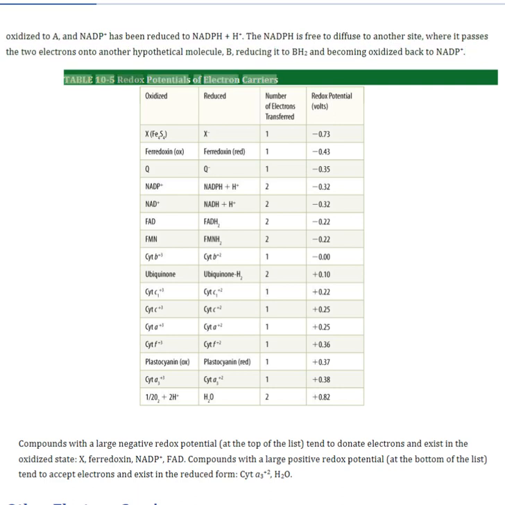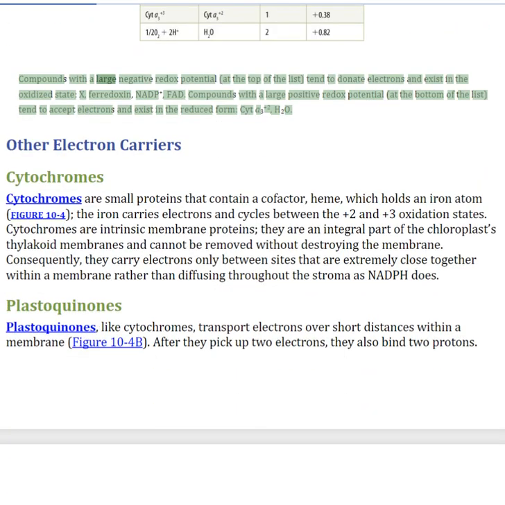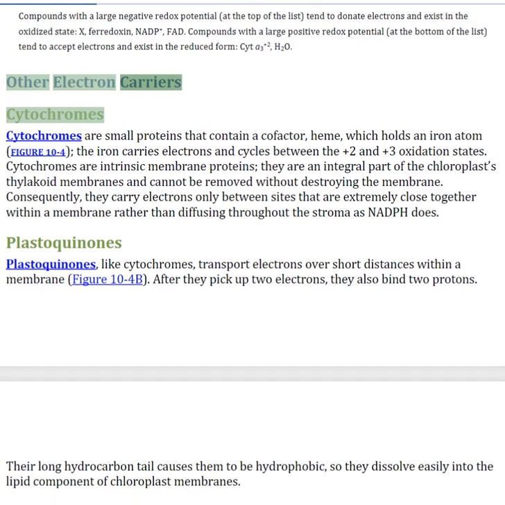Table 10.5 Redox potentials of electron carriers. Compounds with a large negative redox potential tend to donate electrons and exist in the oxidized state: X, ferredoxin, NADP, FAD. Compounds with a large positive redox potential tend to accept electrons and exist in the reduced form: cytochrome a3, H2O. Other electron carriers.